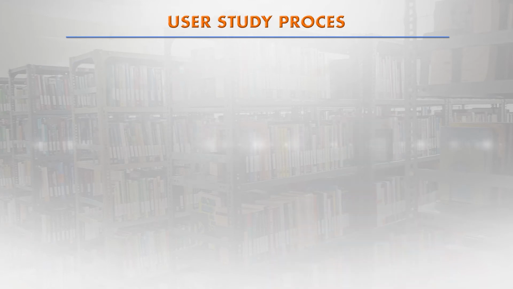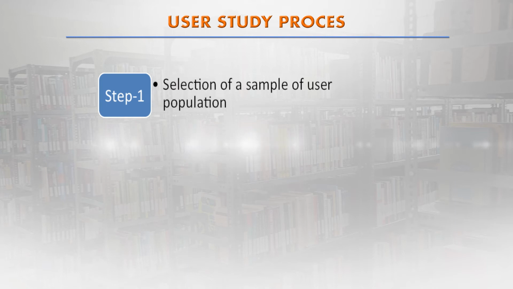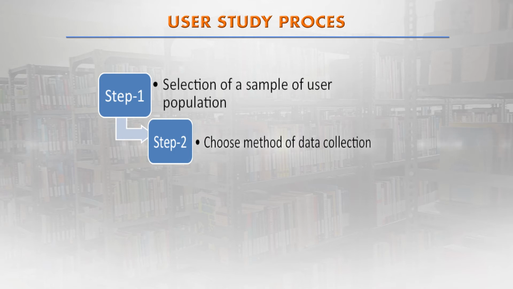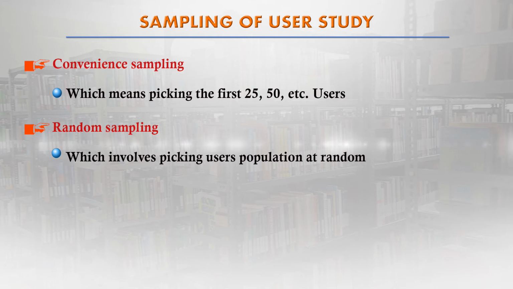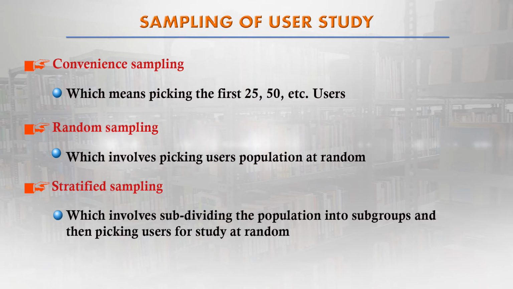The user study process, therefore, has a first step where you have to select a sample, then choose a method of data collection, then analyze that data and create a result. Now in sampling there are several types. Stratified sampling is the best scientific way of sampling, where you subdivide your population into different categories and then pick users at random from those categories to give you the best representation of the overall study group. So that is how sampling for user study is done.